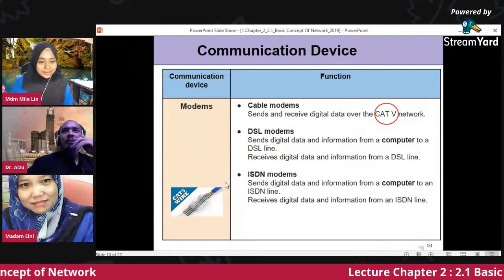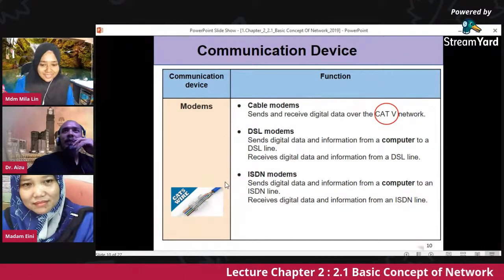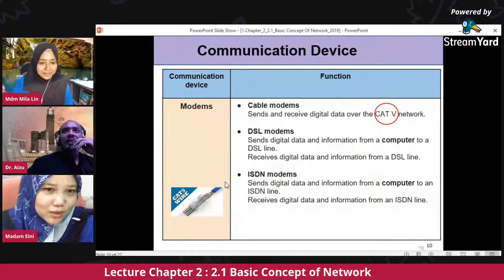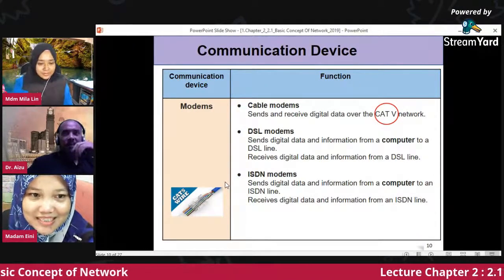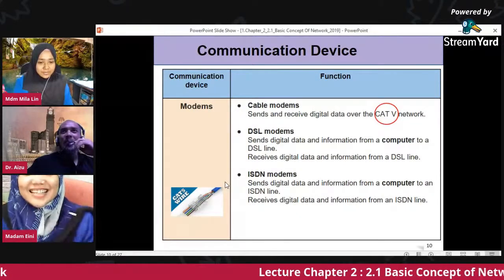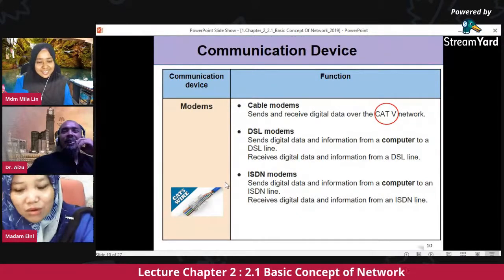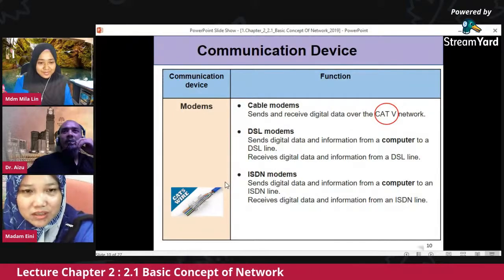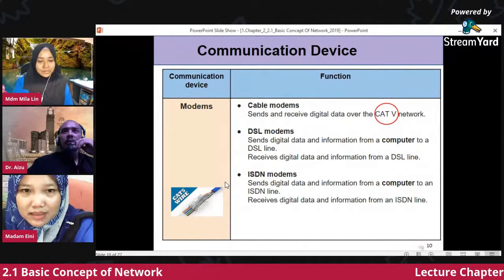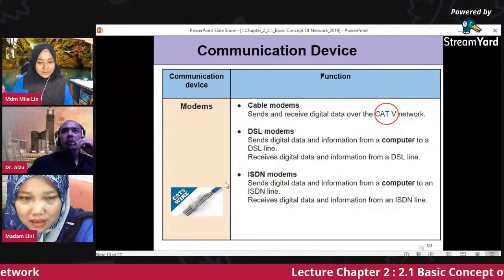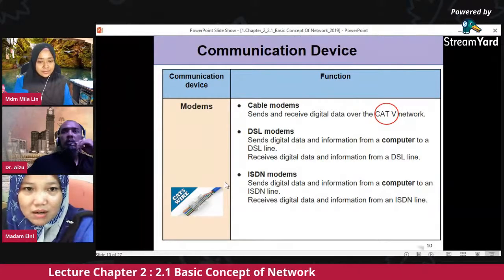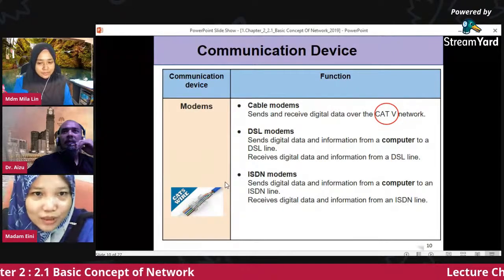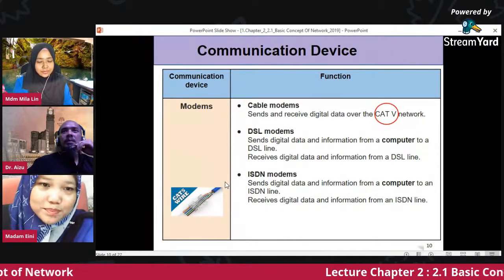Okay, Madam Noraini first. Okay, thank you, Dr. Aizu, for correcting me because I just knew it just now. Hope all the students will do the revision. And if you don't understand, you can ask personally. You can see me personally or via WhatsApp. Okay, thank you, Madam Mila and Dr. Aizu.